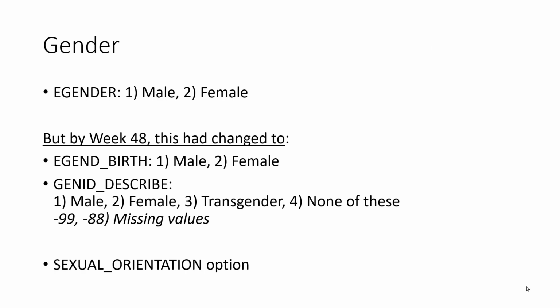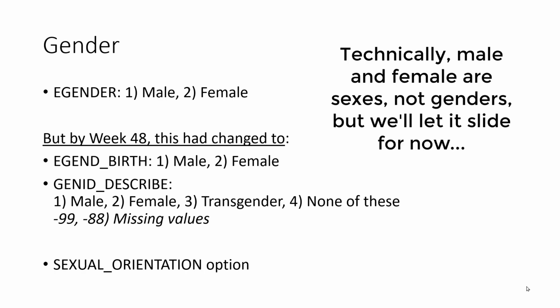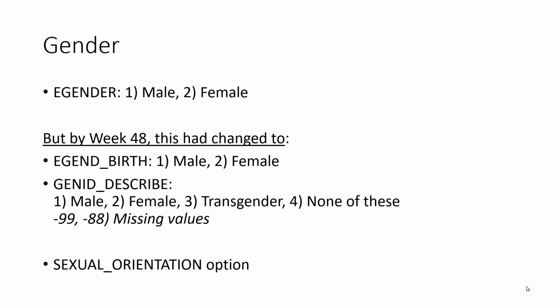Gender has a variable that is 1 for male and 2 for female, but by week 48, this was changed. And there is a variable for gender at birth, for their gender currently, and then a related one, although it's not gender, there's also a question by then on sexual orientation.